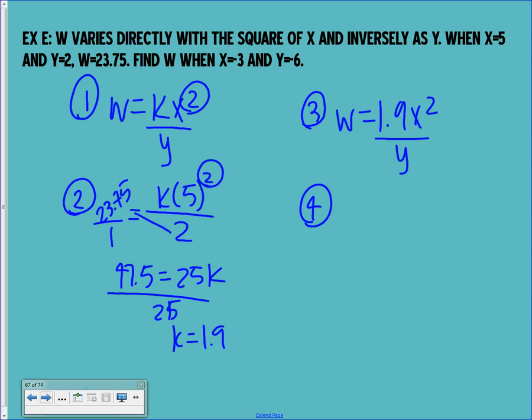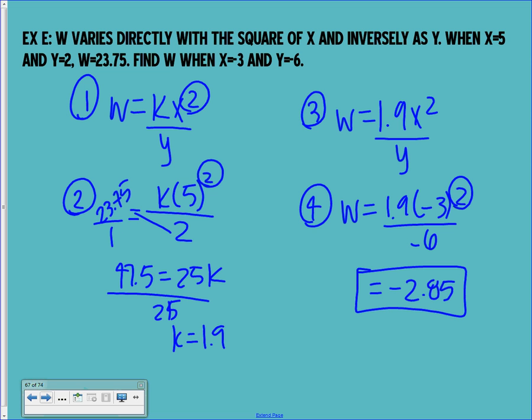And then step 4, plugging in to solve for the question. So find W when x equals -3 and y equals -6. Make sure you're keeping your power, so this is still a square on that -3. Keep in mind when you do this on your calculator, you need the parentheses around the -3 so that you get a positive, and then your final answer should be -2.85.